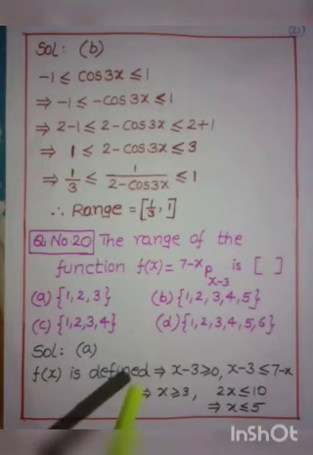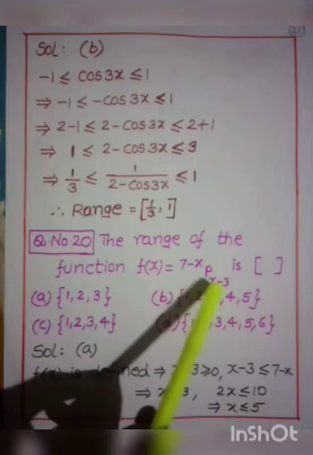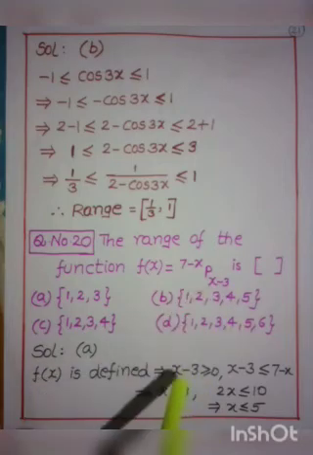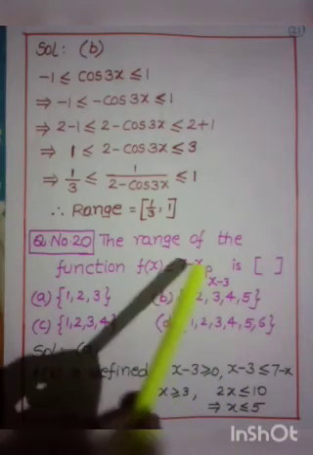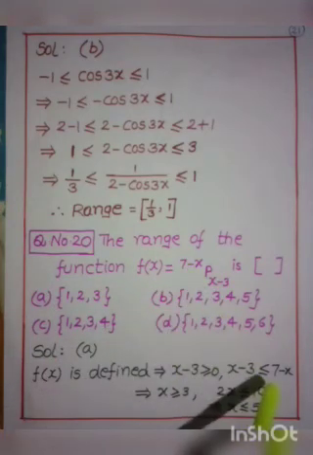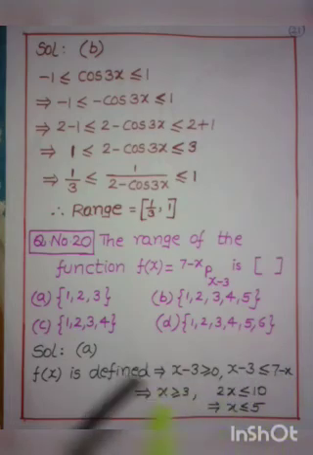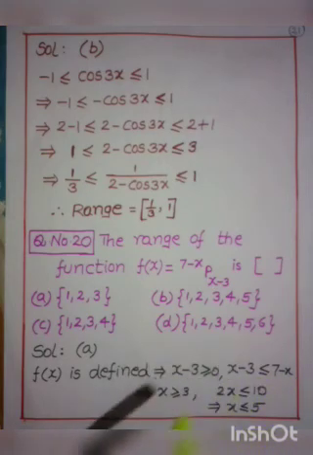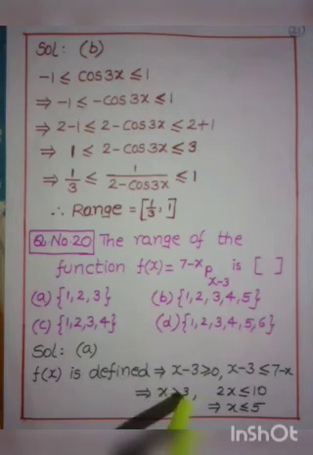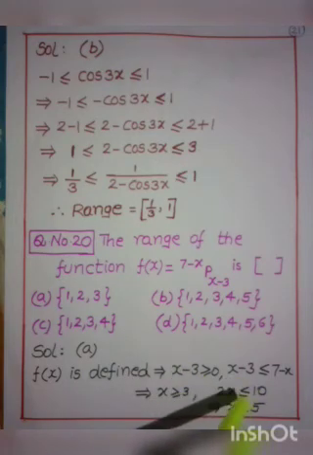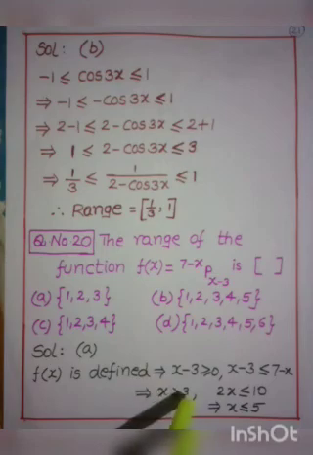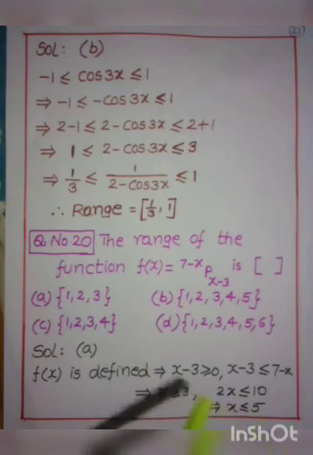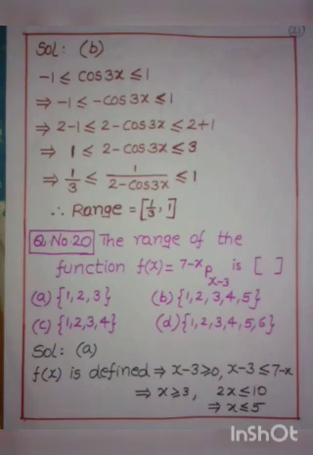Here f of x is defined when x minus 3 must be greater than or equal to 0. So we write here x minus 3 is greater than or equal to 0. And this number should be less than this number, so x minus 3 is less than or equal to 7 minus x. Now we simplify these two inequations. This implies x is greater than or equal to 3 and here we get 2x is less than or equal to 10. This implies x is less than or equal to 5. Means the value of x should be greater than or equal to 3 and less than or equal to 5. Understood this step, my dear children? Right.